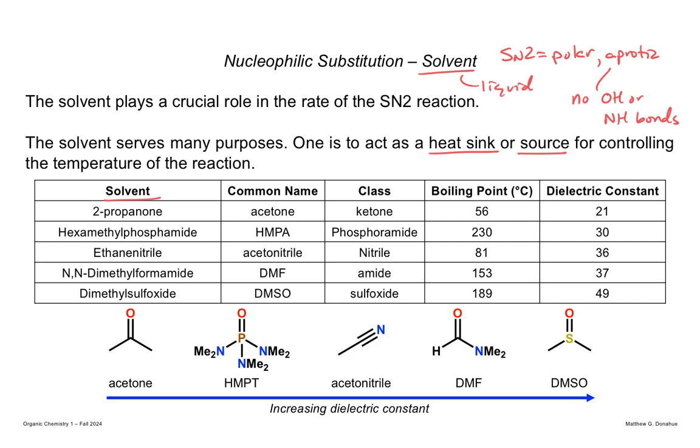So what do we mean by polar? Oxygen has its lone pair. So that's delta minus, that's delta plus, so that's the polar. Notice that nowhere in there are OH or NH bonds, so that's aprotic.